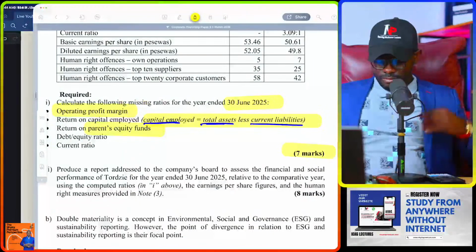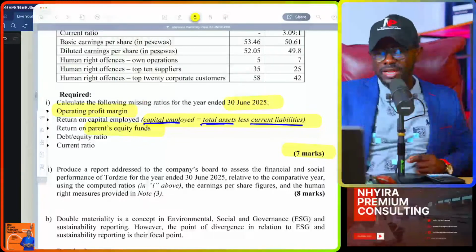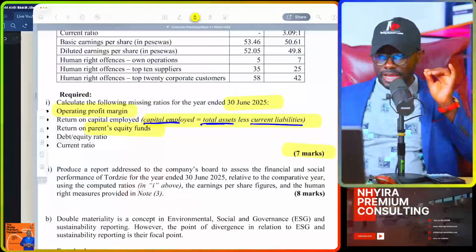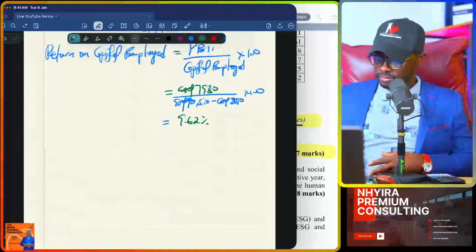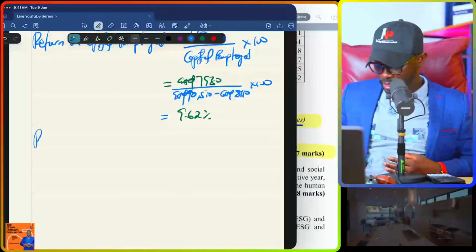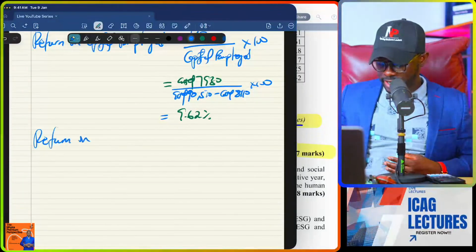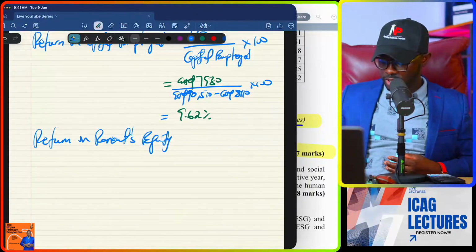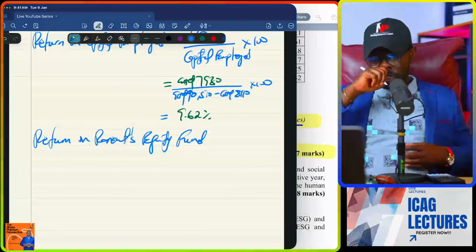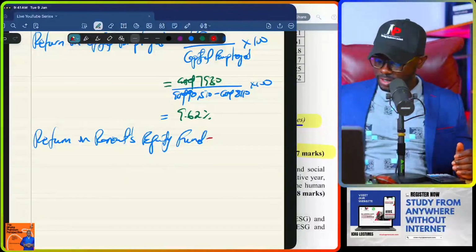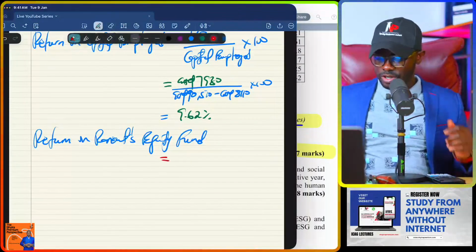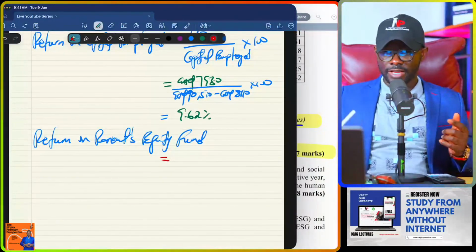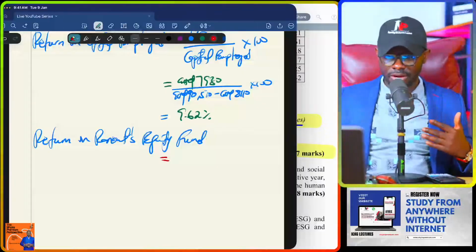3 is return on parents' equity fund. Return on parent equity fund. Now, because it is a consolidated environment, it's still going to be returns on parent. This is like ROI, returns on parent equity fund.